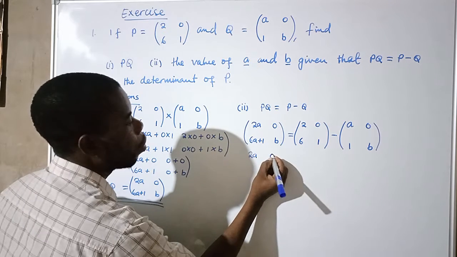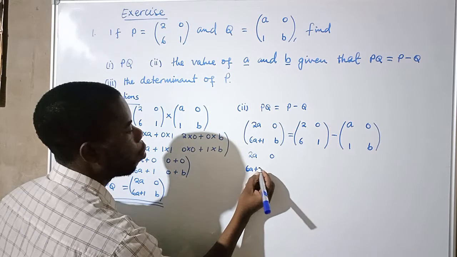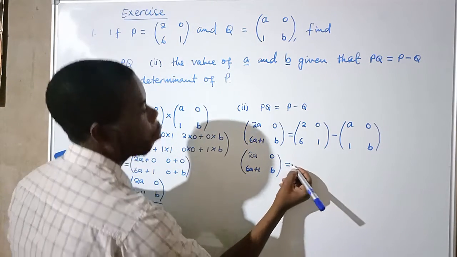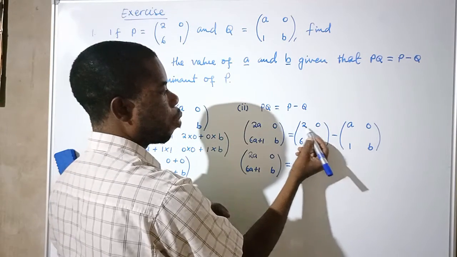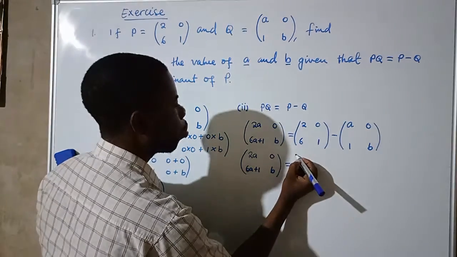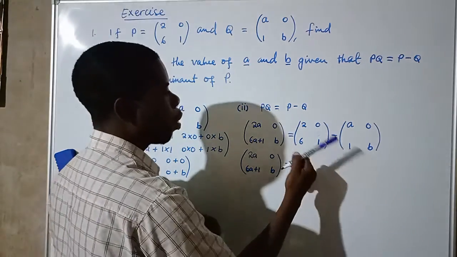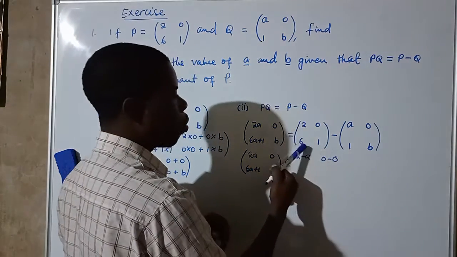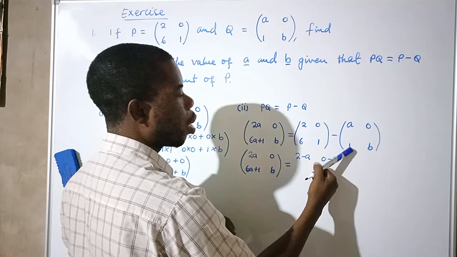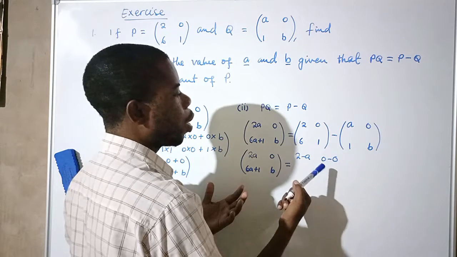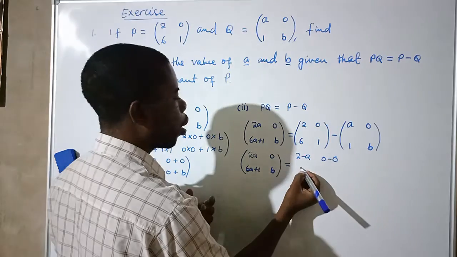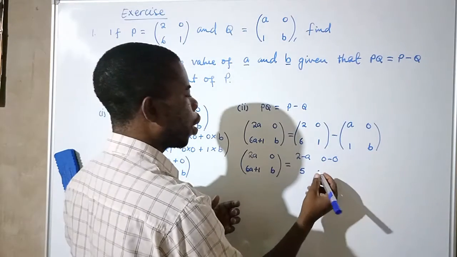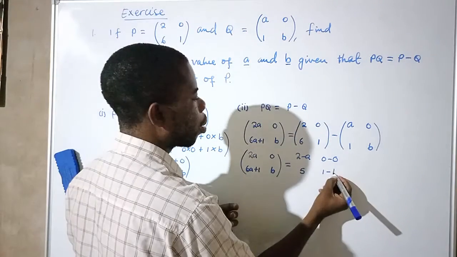2A, then 0, then 6, then 1, then B, and we'll put this is equal to, then also this: 2 minus A. So say 2 minus A, then we'll say 0 minus 0, 0 minus 0. Then we'll say 6 minus 1, okay? 6 minus 1, it is 5. So here, let's put direct 5. Then 1 minus B, like that.